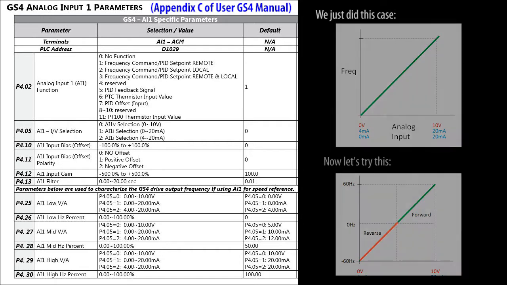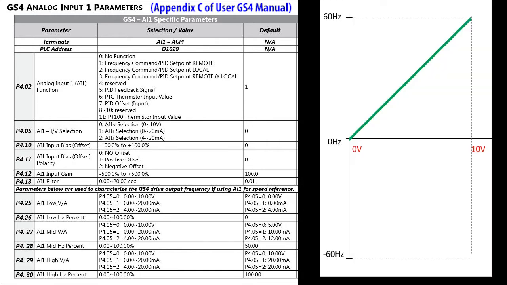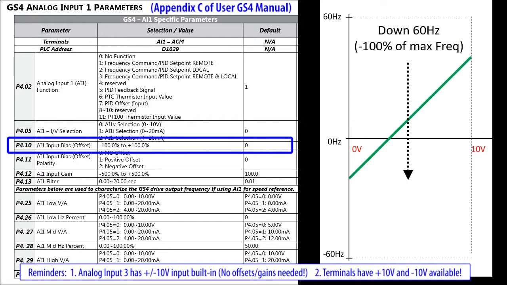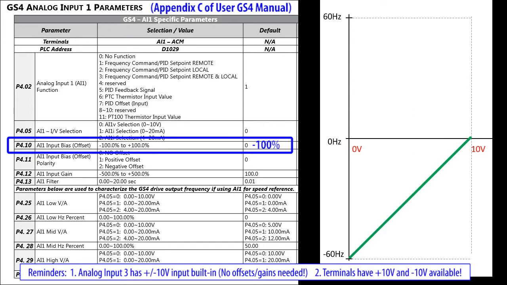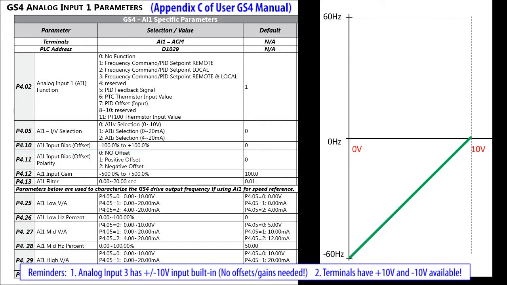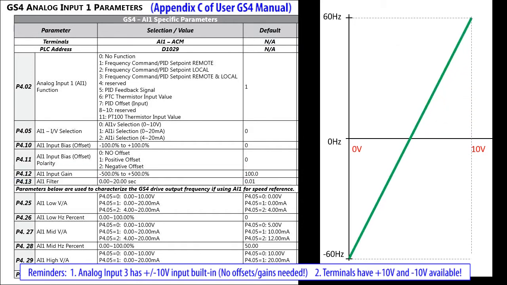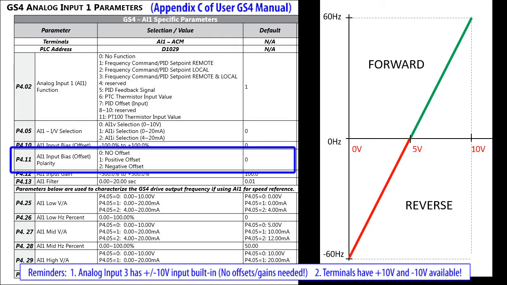Example number 4 in the user manual shows us that all we need to do is dial in an offset. We want to shift the curve down 60 Hz, or 100% of the max frequency, so I'll enter a minus 100 in the analog input 1 offset parameter. And since we did that, we need to double the gain to get the full range back, which is parameter 412. We need to enable the offset in parameter 411 for analog input 1.